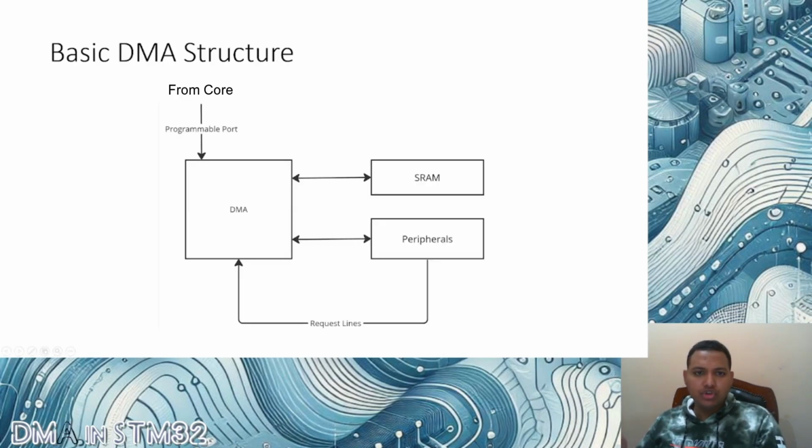DMAs are usually structured in most microcontrollers as such. You have the DMA connected to the memory and also connected to the peripherals. The peripherals are then connected to the DMA through some request lines, and request lines can enable a transaction. But for memory to memory transfers, you can actually enable the transaction from your code itself. The DMA also has another port, which is a programmable port that is connected to the microcontroller's core. Through this port, the DMA acts as a slave while the core acts as a master. This port is used to configure the DMA on start.